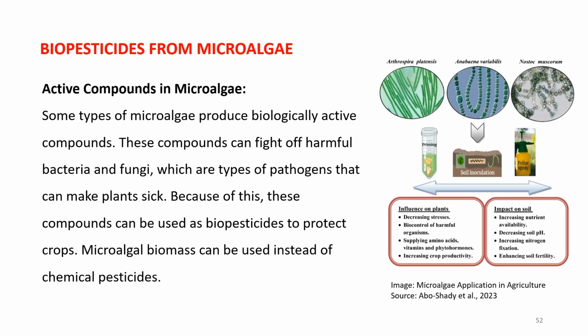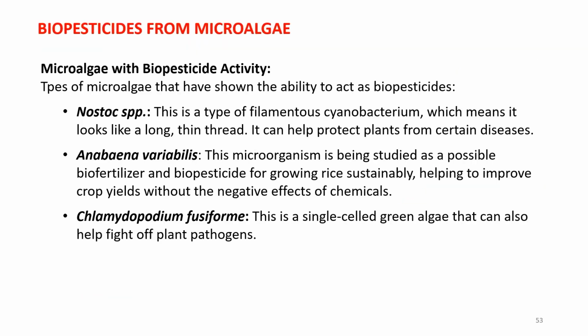Let us now discuss the biopesticides from microalgae. Some types of microalgae produce biologically active compounds. These compounds can fight off harmful bacteria and fungi, which are types of pathogens that make plants sick. Because of this, these compounds can be used as biopesticides to protect crops. Microalgal biomass can be used instead of the chemical pesticides. So, what are the different types of microalgae that have shown the ability to act as biopesticides?